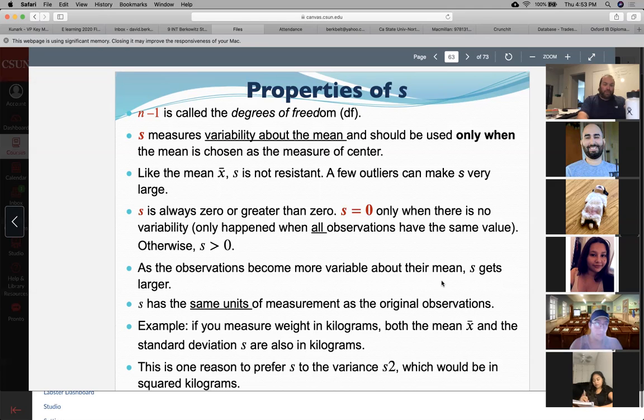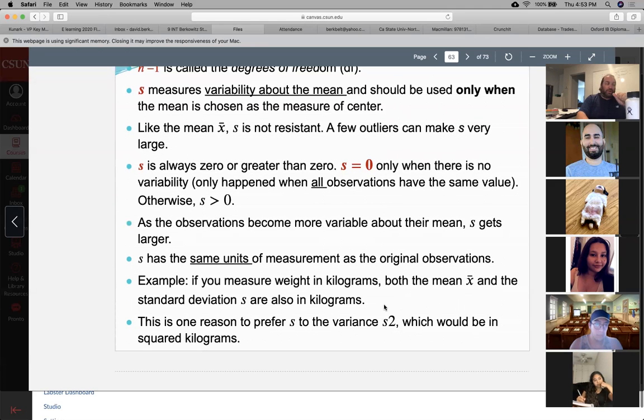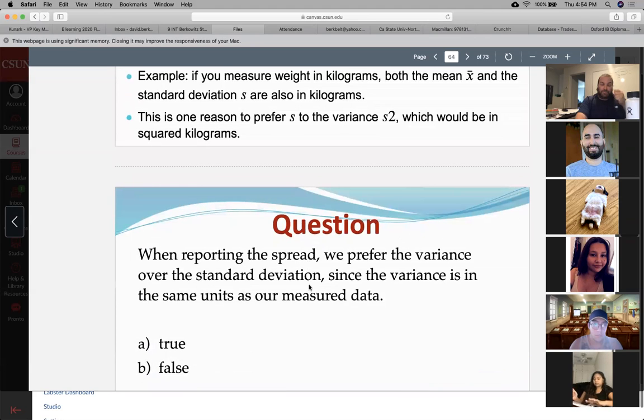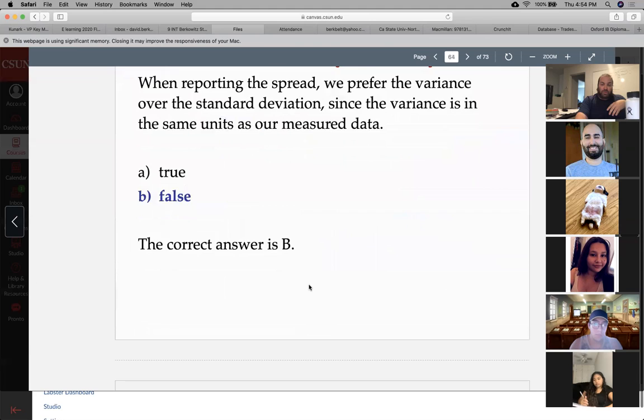And that's why we prefer it to the variance, which is the square of the standard deviation, because the variance would be in feet squared. And we prefer having the same units. Question.